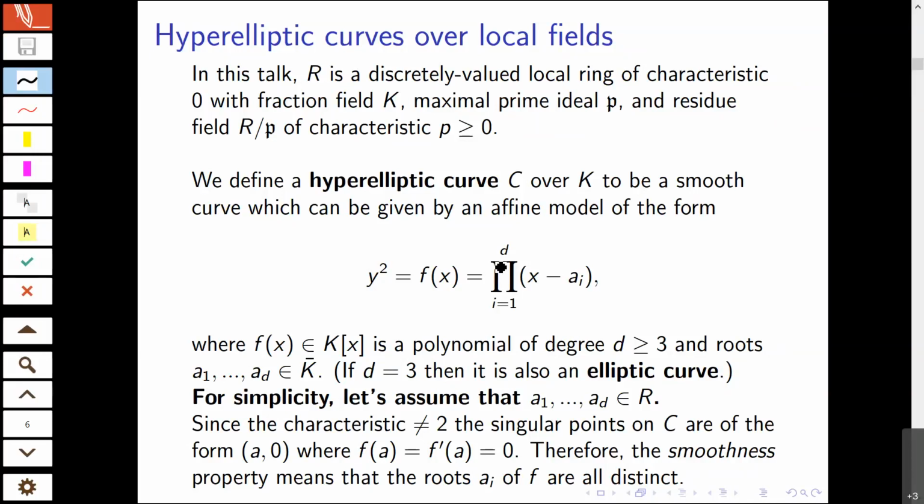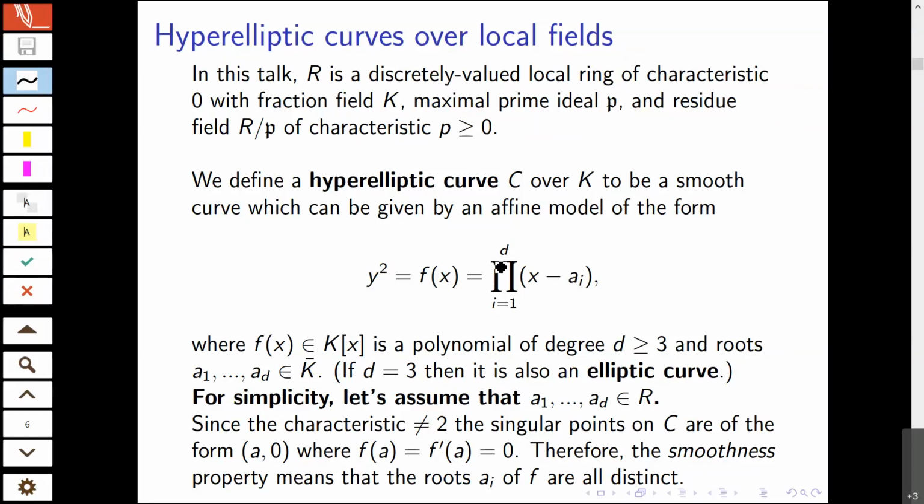The partial derivative belonging to an equation like this, the partial with respect to y, is 2y. And for 2y to vanish, since 2 is not 0, that means y must be 0. This is the crucial thing that should be observed here, right? Because I said this is smooth, that's the same as saying that this polynomial has no multiple roots. All the a_i's are distinct in K or R.